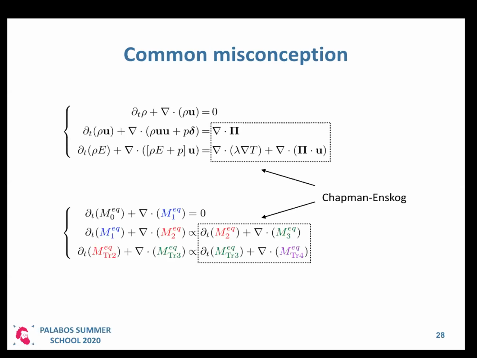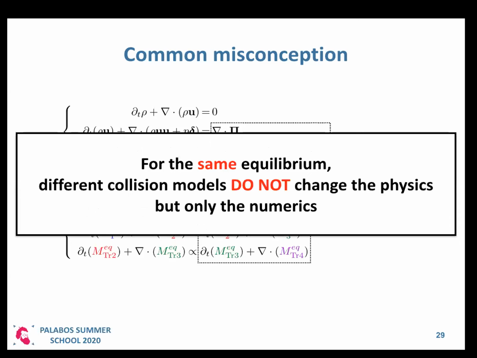What you can see here is that the physics is entirely controlled by the equilibrium population, meaning that if you take two collision models with the same equilibrium, they will have exactly the same physics. The only thing that will change is the numerics. So it's not that interesting from the academic point of view, but from the practical point of view, it's interesting because each collision model is just a button that you push in order to have a stable simulation.